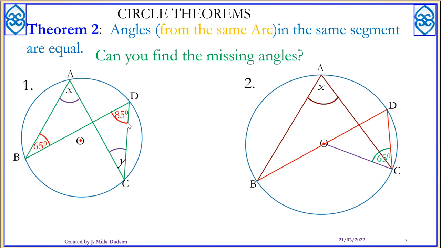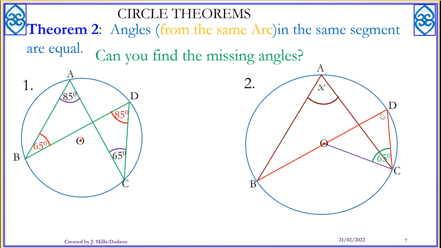Okay, let's check it. So you can see A and D are in the same segment. This segment called BC is the chord or BC is the arc. They both stand on the same arc and they are in the segment at the top here. So they must be equal. So X is 85. Now 65, now AD becomes the chord. And having AD as a chord, the segment left is this section and B and C are in the same segment. So Y must also be 65.